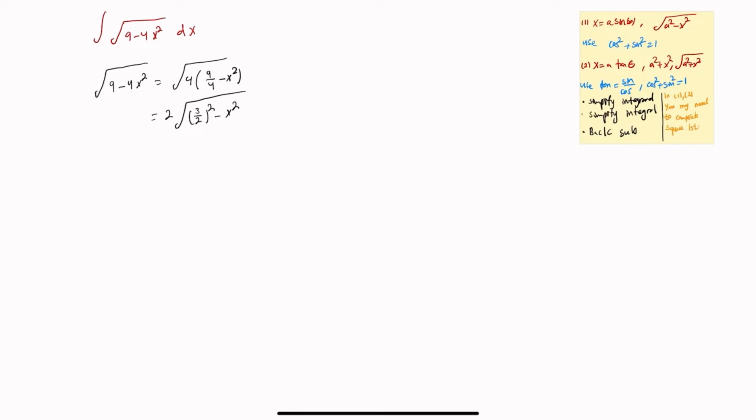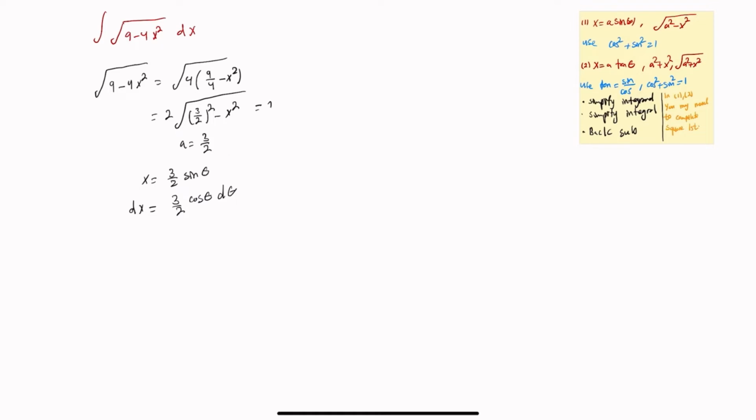First, I have to determine what a is. A here is just equal to 3 over 2. Therefore, x is going to be equal to a, which is 3 over 2, and then sine of theta. Now, let's find dx. So dx is going to be equal to 3 over 2, and then the derivative of sine of theta is just cosine of theta, and then d theta. Now let's make the substitution in the integrand first.